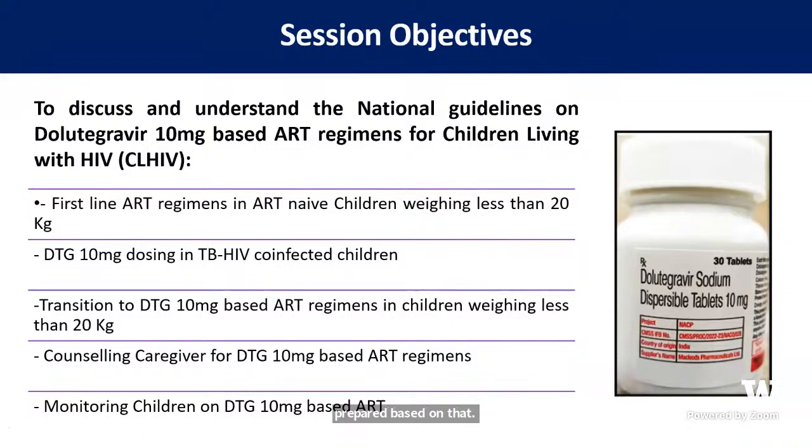The objective of this session is to recap the first line ART regimen in ART naive children weighing less than 20 kgs, because DTG 10 milligram is basically for children less than 20 kgs. So we are focusing on that, and DTG 10 milligram dosing in special situations like HIV/TB co-infection, the transition to DTG 10 milligram based ART regimen in children less than 20 kgs, counseling caregivers for DTG 10 milligram based ART regimen, and monitoring these children based on that.